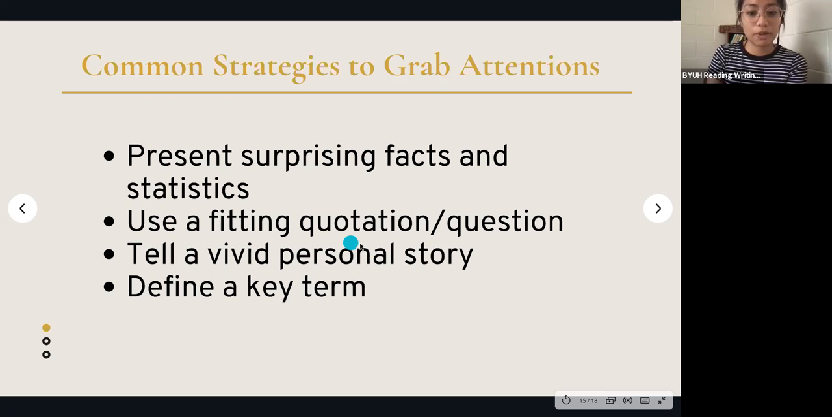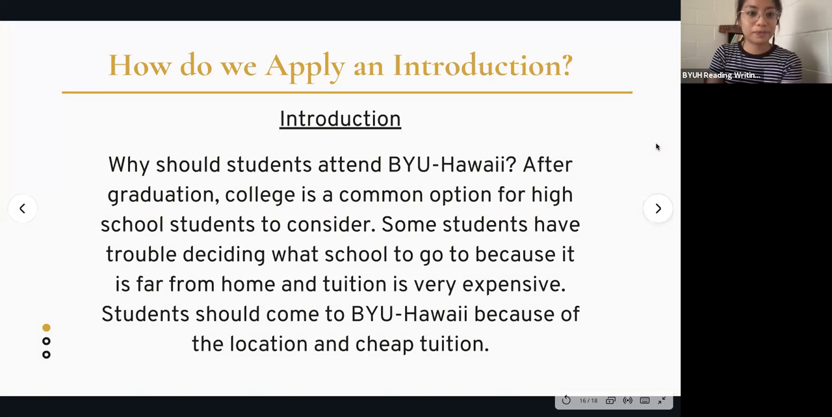Like how we started our paper, we also asked everyone a question to help them think about if they should go to BYU Hawaii. And the third one is to tell a vivid personal story. So, like Tori and I, we might start the paper with telling our personal story or experiences at BYU Hawaii. And the fourth one is to define a key term. Maybe we can define college or define BYU Hawaii, their school model, a lot of things to grab the attention of the readers.